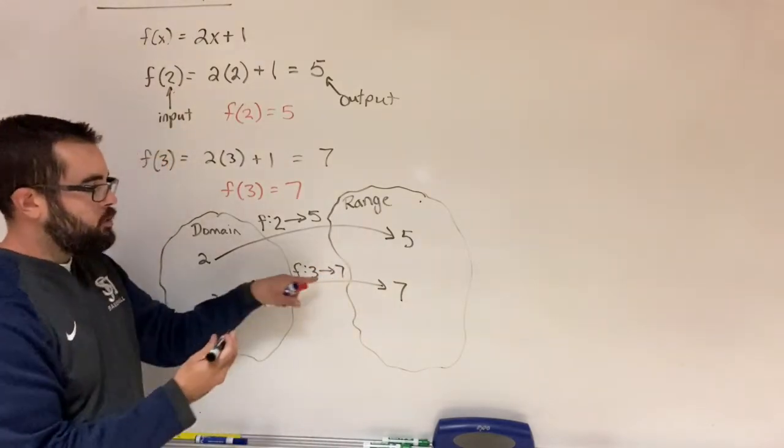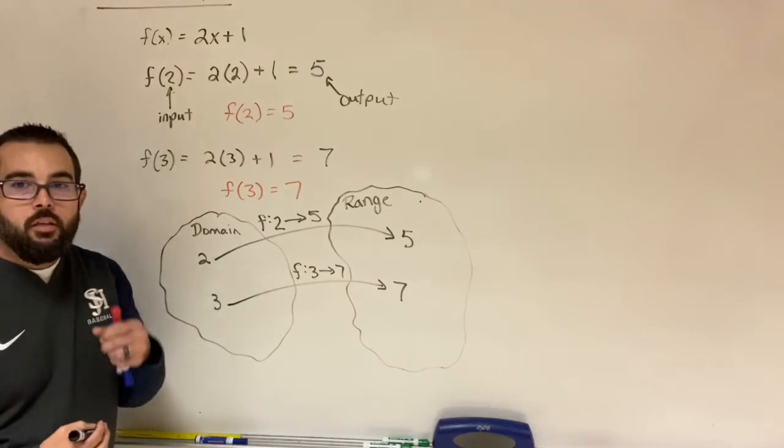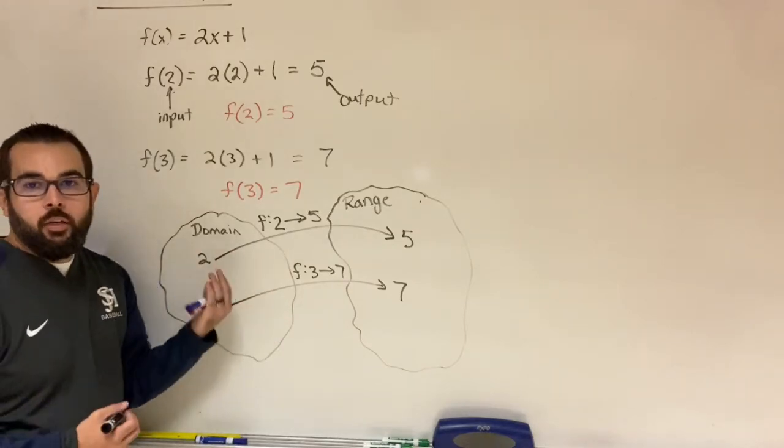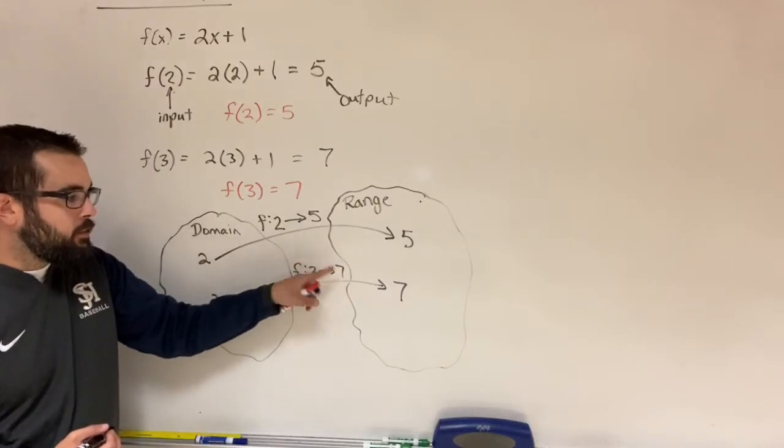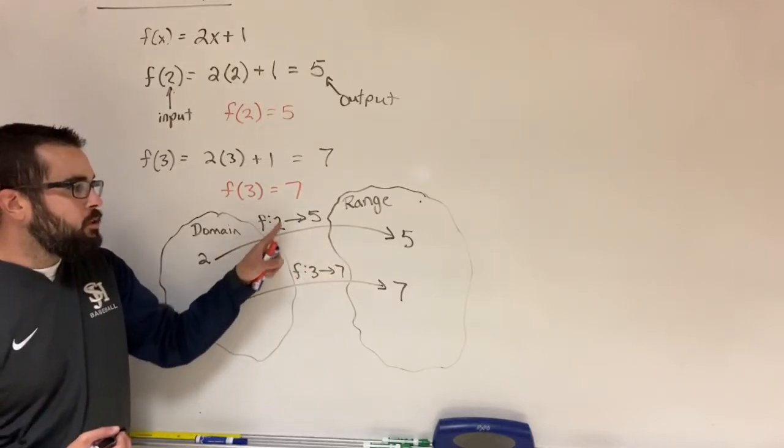So the arrow just shows what it's mapped to. Okay, it's not like in behavior where you have approaches. This is saying f takes a 3 and makes it a 7. That's what the function does. It takes a 2 and makes it a 5.